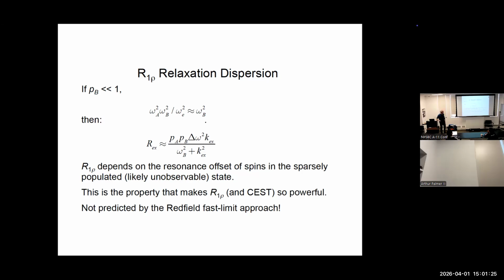It's the more natural way if you want to understand why you're sensitive to the minors. The R1 rho picture gives you a unified picture for all spin locks, from very weak spin locks to very large spin locks. It's the same expression, even though we call one CEST and one R1 rho. So it's two different viewpoints and they have their value.